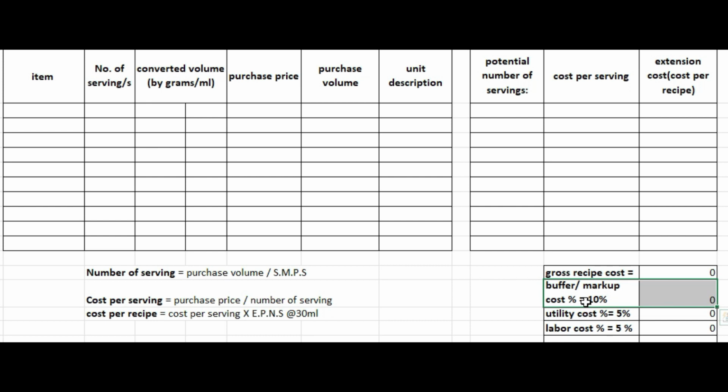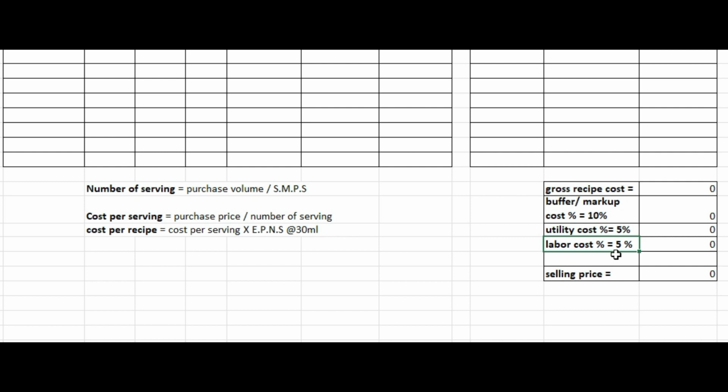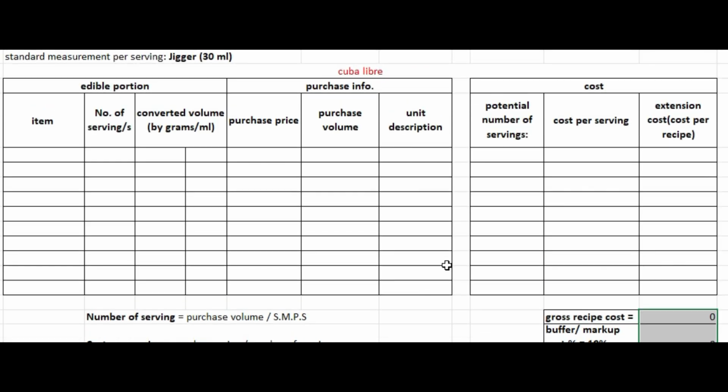In some terms, they call this one markup cost. Markup cost will be your ideal cost percentage for your gross recipe cost. So this will be your profit percentage. And then we also have the utility cost percentage, which goes to your utility expenses, for example, electrical and water expenses. And then we also have the labor cost for your employees' salary or wages. So after adding all cost percentages, we now have the selling price.